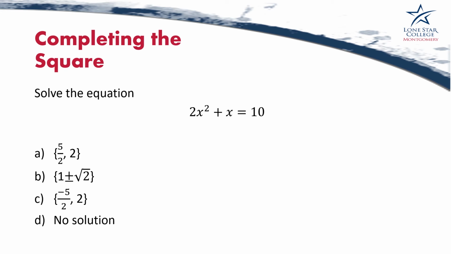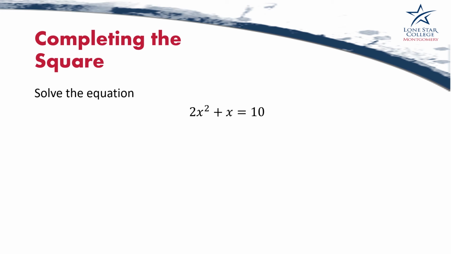Right, so another one: solve the equation. But this time, what's different from the other two is that the coefficient in front is a 2, not just a 1. When you're doing complete the square, you need to make sure that the term in front, your a term, has to be 1 in order for you to complete the square. If it's not, you have to make it 1. So in this case, we divide everything by 2, because we have to do it to everything. That gives us x squared plus 1/2 x equals 5.